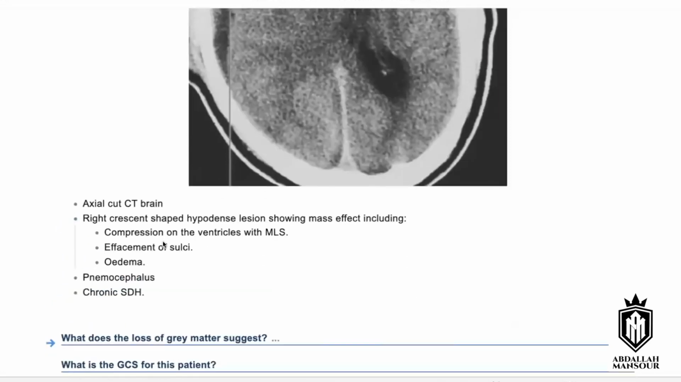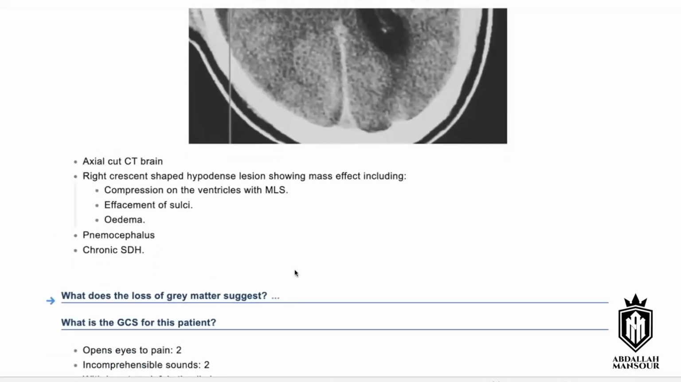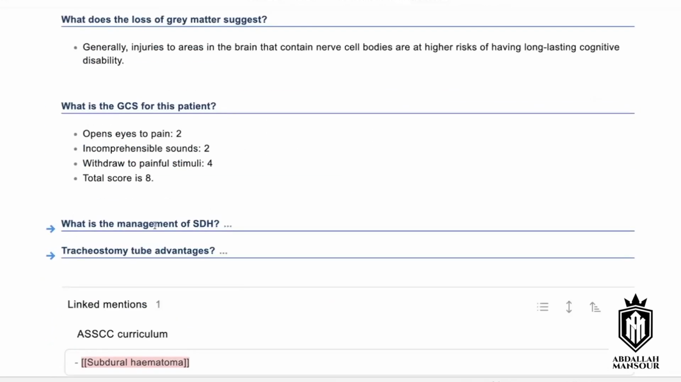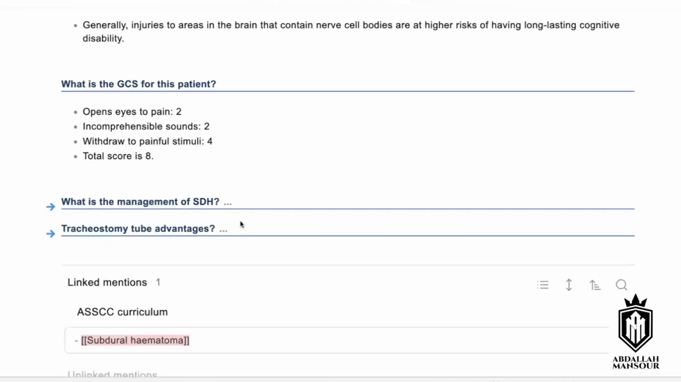Okay. What does the loss of gray matter suggest? The loss of gray matter suggests that there is injury to this area, and there is a high risk of long-lasting cognitive disability as the nerve bodies are injured. Correct. Yeah. And what's the management of subdural hematoma in that context?